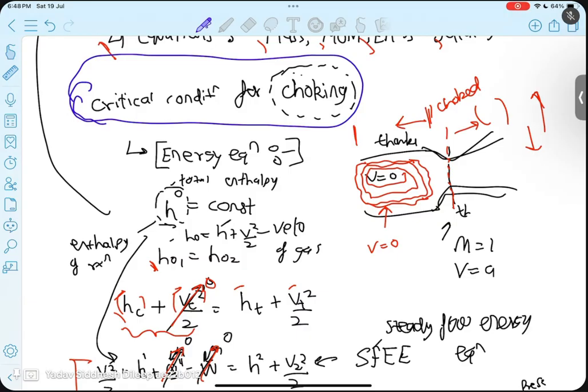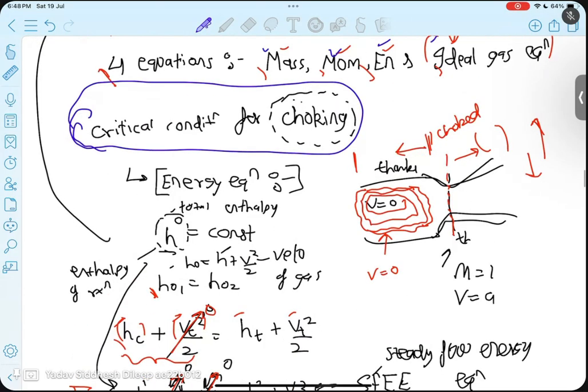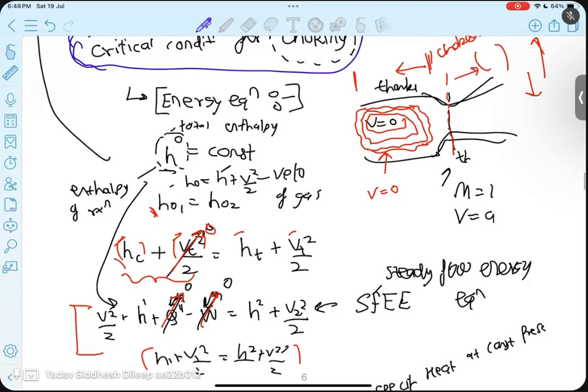Let's see how we derive this. For choking, a pressure difference is required, and I will tell you how to calculate that. As I told you, it is a property of the combustion chamber. Whatever is outside should not affect whatever is inside, but whatever is at the throat will affect whatever is inside. So let's do an energy balance.